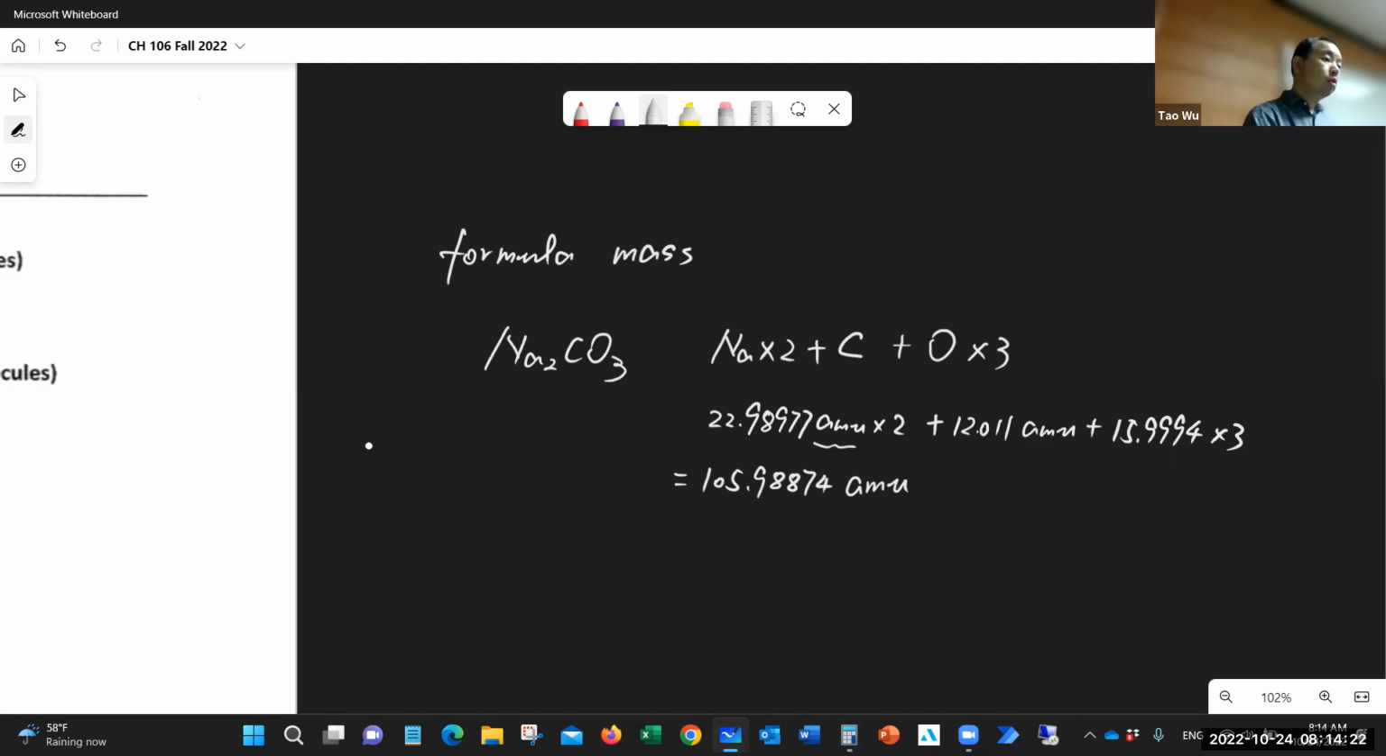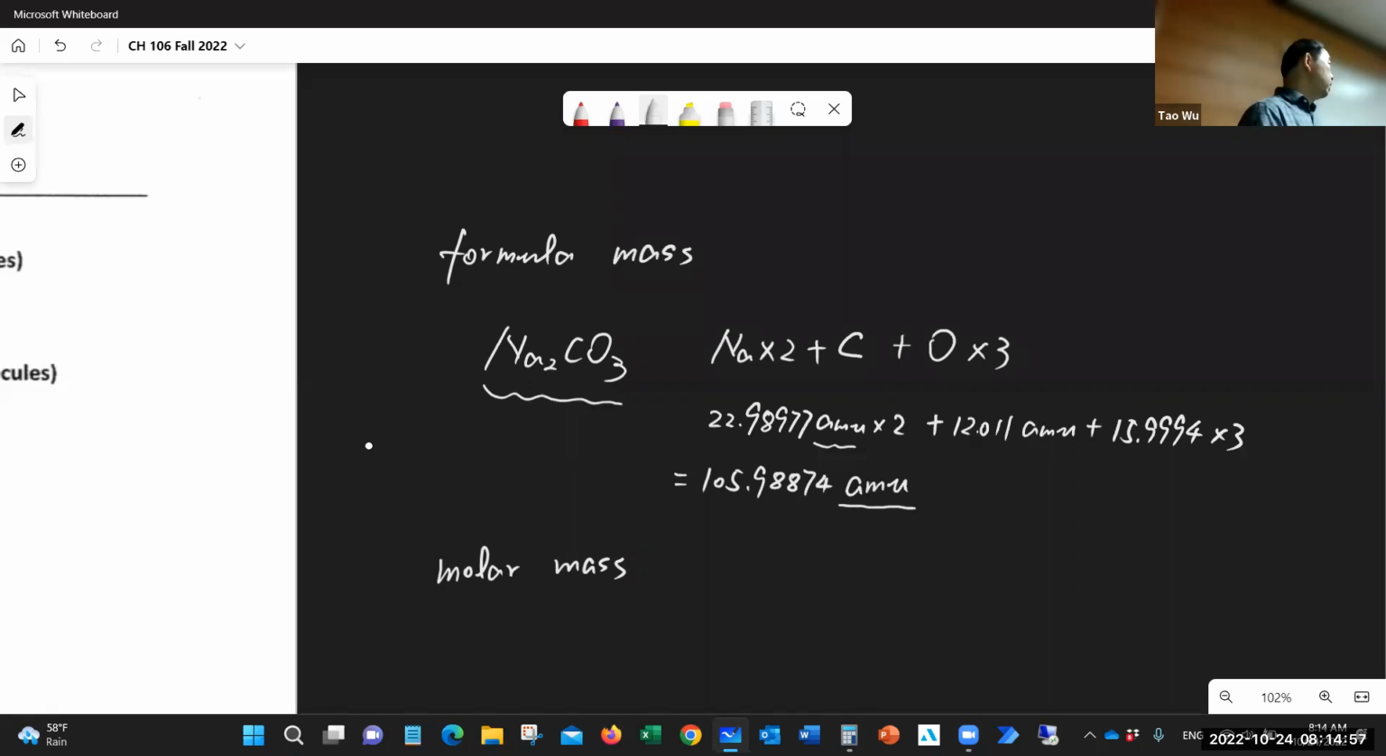Okay, and also we talk about another concept. It's called the molar mass. Formula mass is just the mass of this formula, in AMU, which means the average atomic mass. It's a very, very small unit. It just talks about a single sodium carbonate molecule: what is the mass of this molecule? Okay, so that is the formula mass.